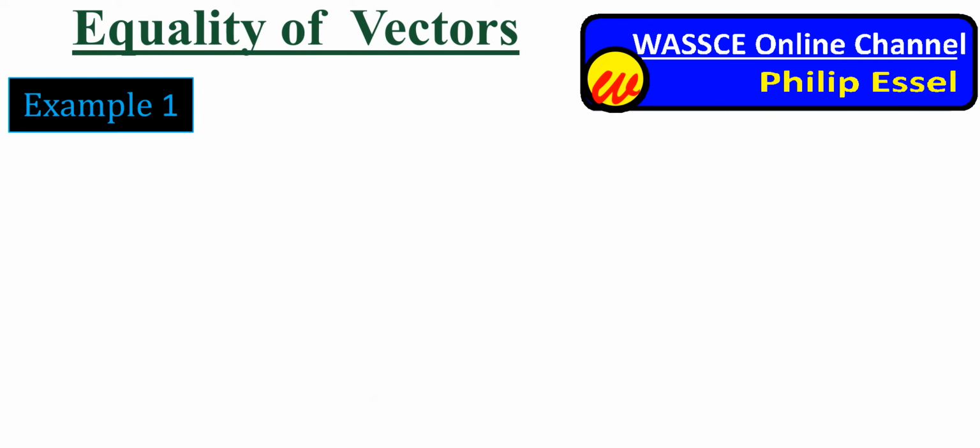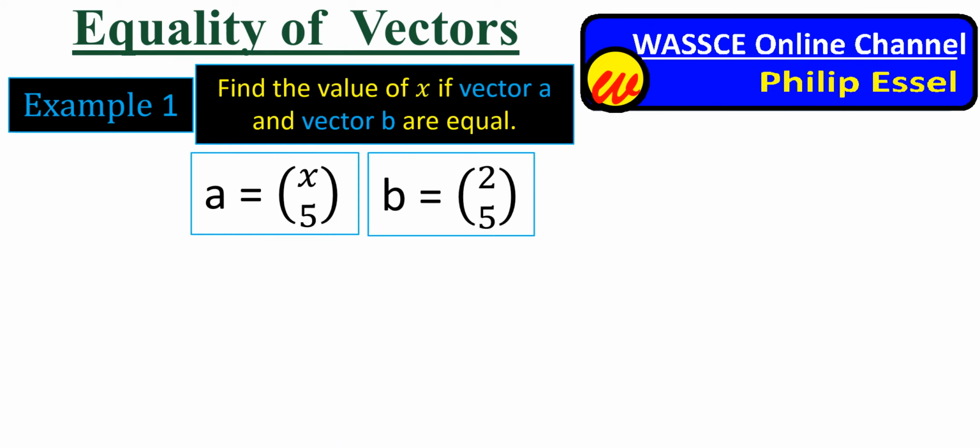Example 1. Find the value of x if vector A and vector B are equal. From the question, we have been given the vector A to be equal to x, 5 and the vector B to be equal to 2, 5. And we are now being told that the vector A is equal to the vector B and that we should find the value of x.